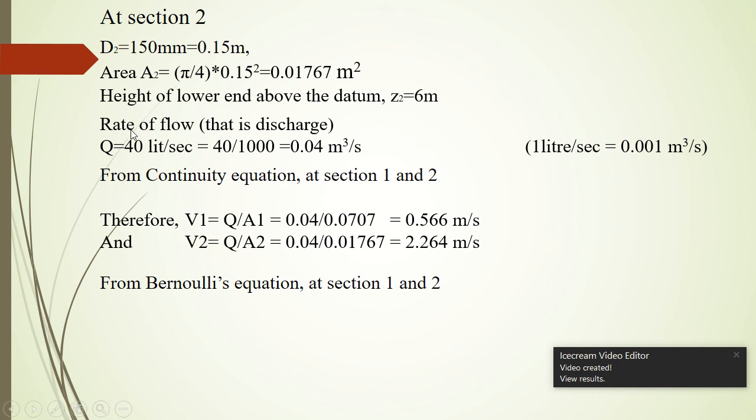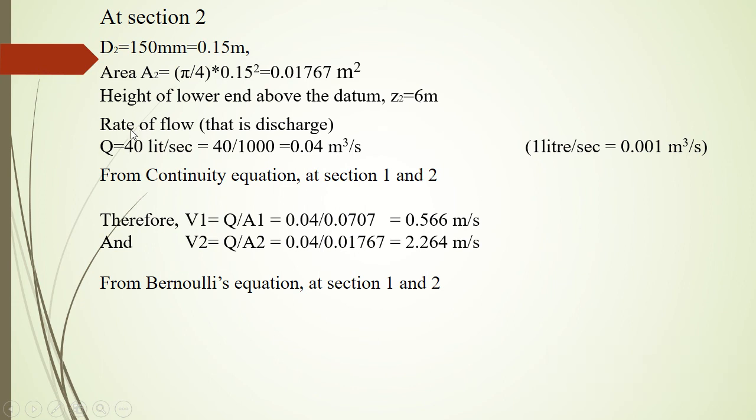Now he has also given the rate of flow, that is also rate of flow or discharge, both are same, right? So it is Q is equal to 40 liter per second, but liter per second is not the SI unit, so you have to divide it by 1000, so it becomes 0.04 meter cube per second, because 1 liter per second is equal to 0.001 meter cube per second.